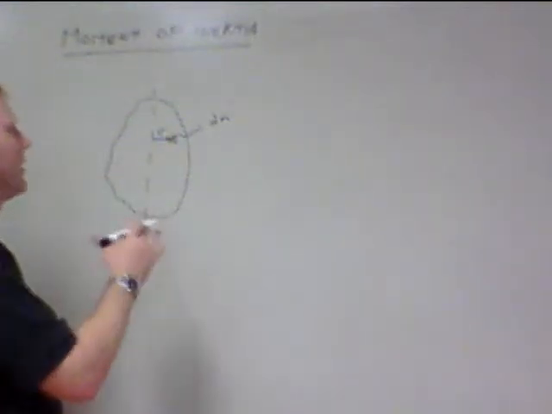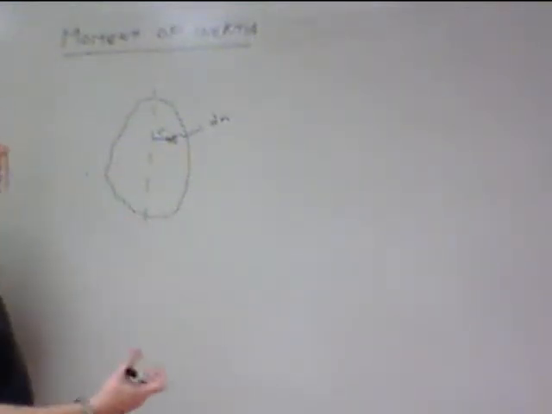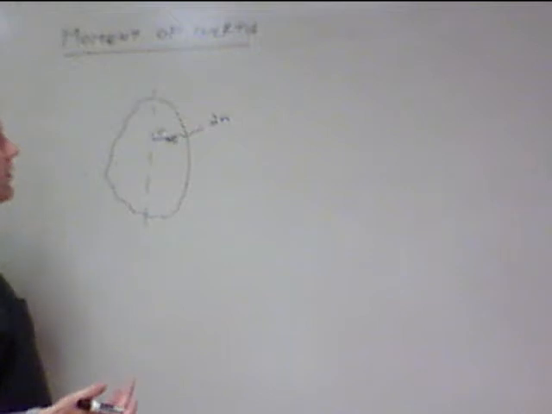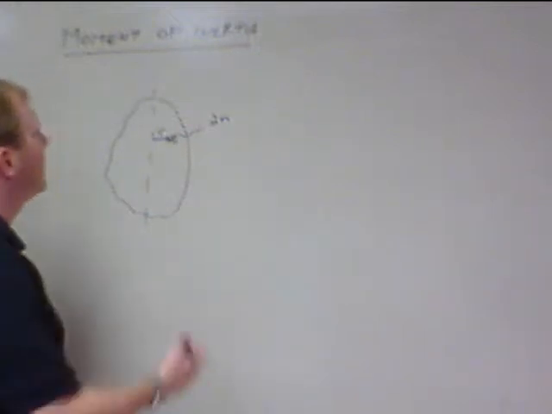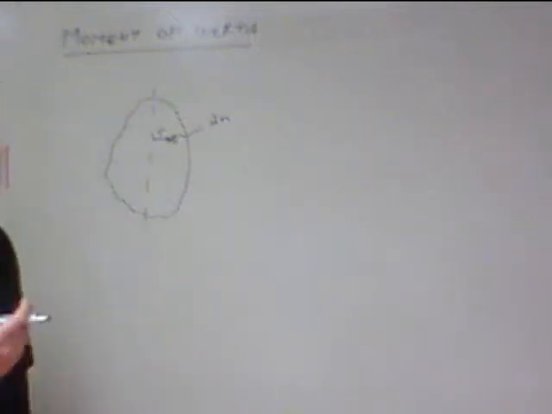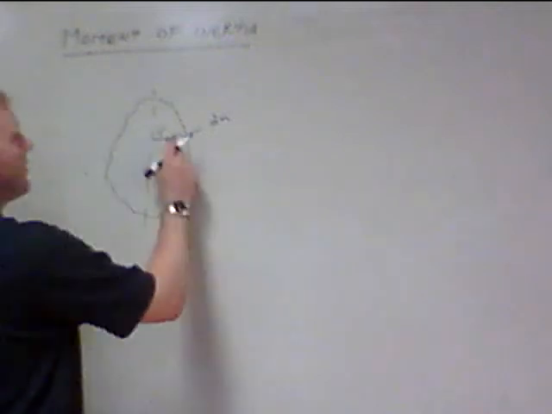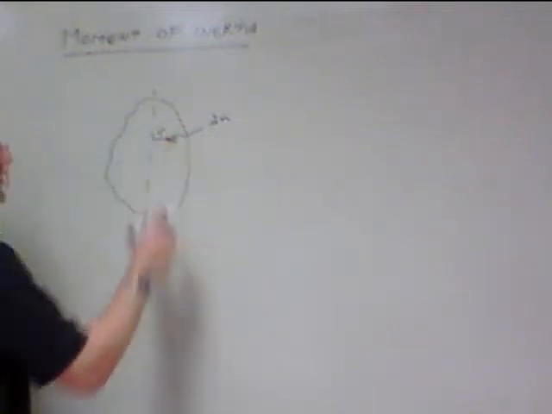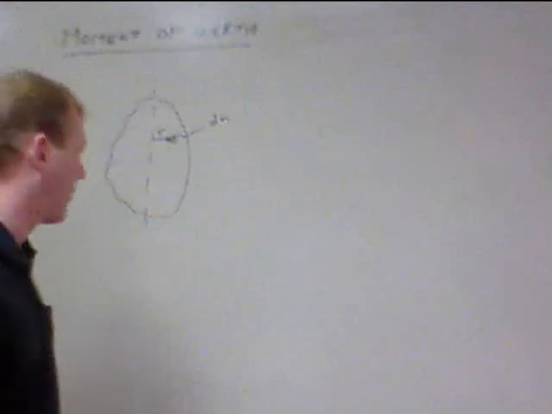Again, it's a complicated definition. It's in your textbook if you want a more thorough explanation. But really what you need to know is the resistance to motion, this moment of inertia term, is dependent on the mass of the element times the distance from the axis of rotation squared.